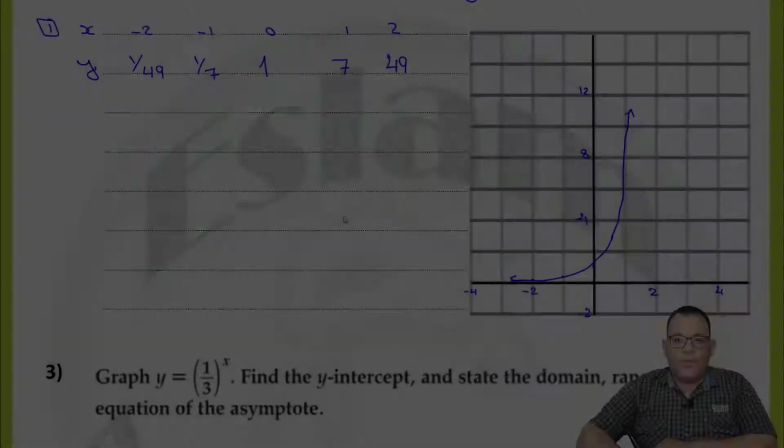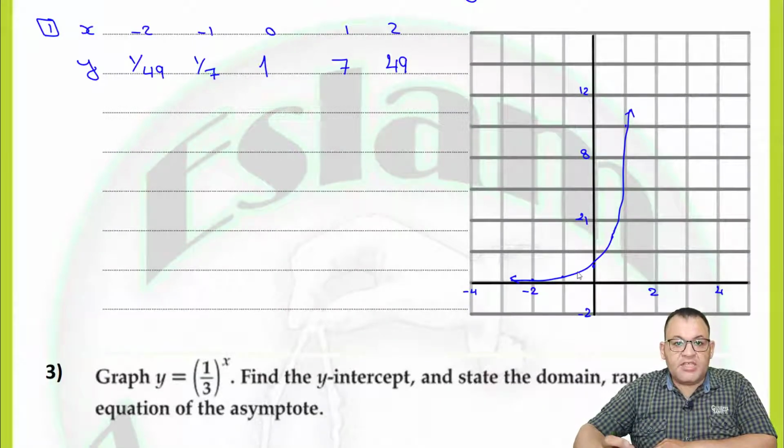So the graph will be like that. The line is closest to the x-axis, but will never intersect with the x-axis.